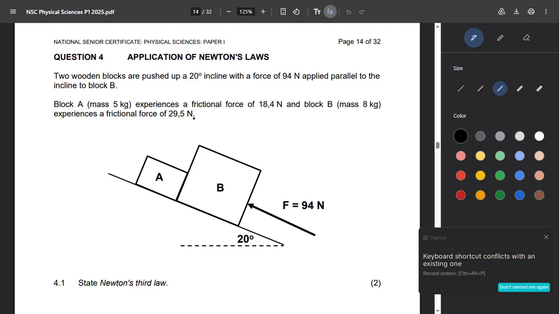we are given two wooden blocks that are pushed up an incline at an angle of 20 degrees, with a force of 94 newtons parallel to the incline applied to block B. Block A has a mass of 5 kg and a frictional force of 18.4 newtons, and block B has a mass of 8 kg and a frictional force of 29.9 newtons. We'll come back to analyzing the question.